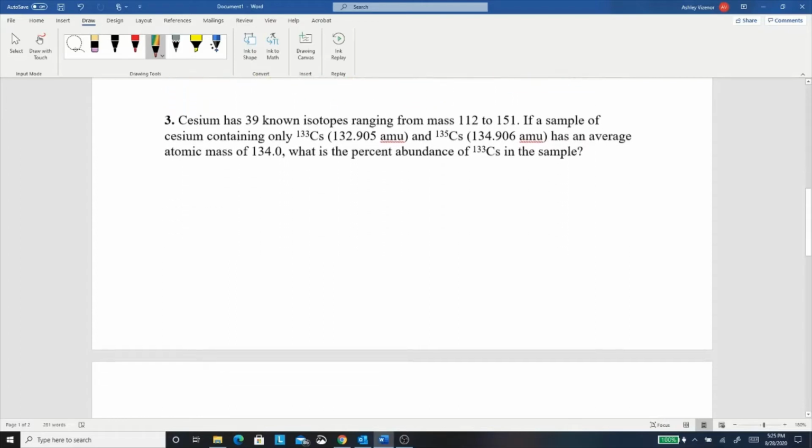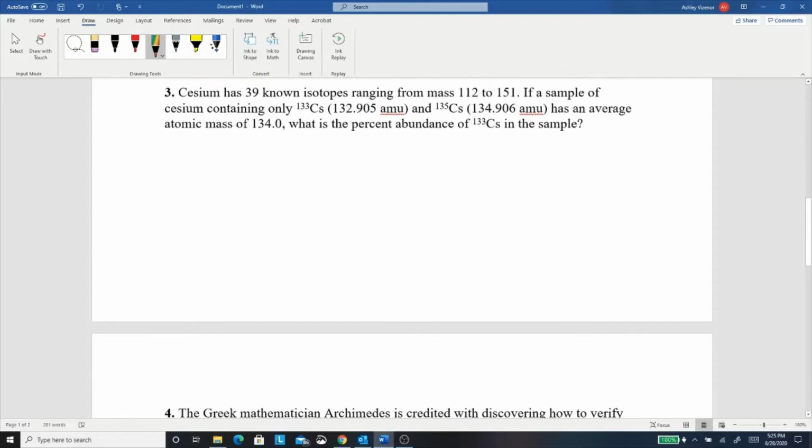Number 3 is another molar mass problem, looking for a fraction. We are just focusing on 2 isotopes of cesium. Keep in mind, I may have different numbers than you, especially since it's talking about how cesium has 39 different isotopes. So they may have given you different isotopes, which have different molar masses. But the setup is still the same. So we have an average atomic mass of 134.0, and we want to know our percent abundance of cesium-133.